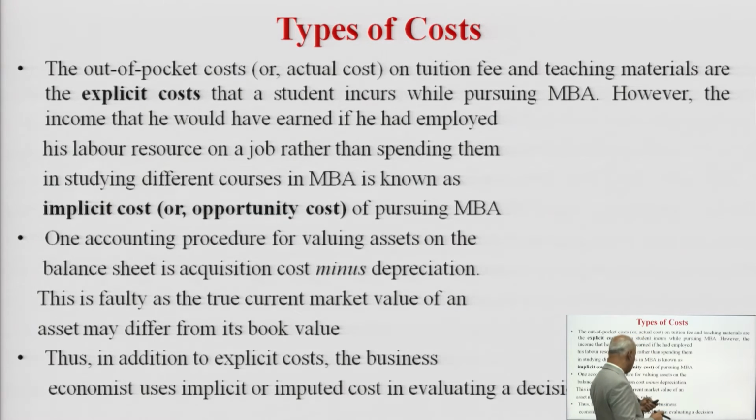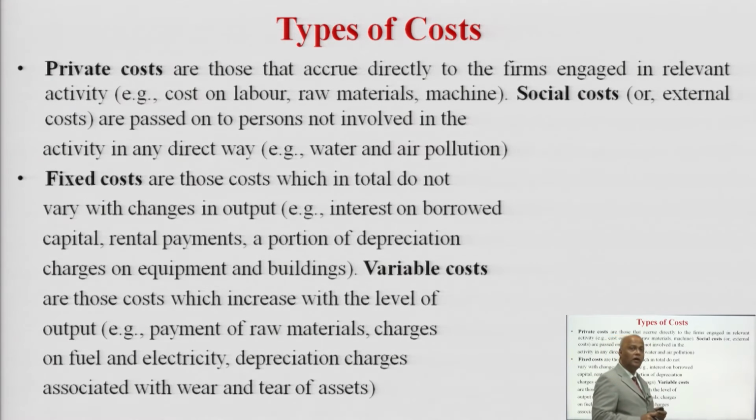Now, there are another two types of cost, that is private cost and social cost. Private costs are whatever is the explicit cost, which I have already mentioned: the raw material cost, the labor cost. These are all private costs. But what is social cost? Social cost is nothing but the negative externality created by the company. There is noise pollution, there is water pollution. All these things pertain to social cost.